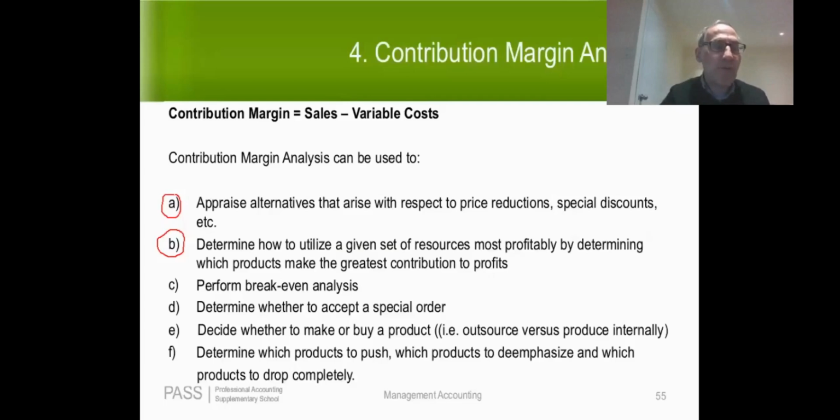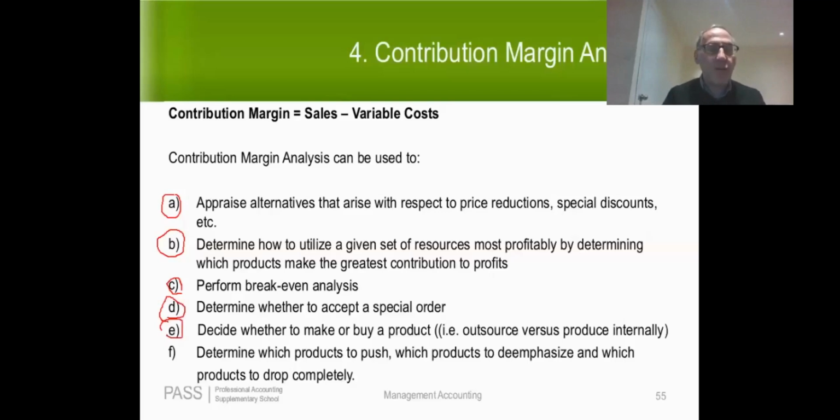Another very common application you're all familiar with is break-even analysis. Another would be determining whether to accept a special order. You have a big order coming in and somebody wants to pay a lot less than you would normally charge, say because it's a large order. Contribution margin may be helpful in making that decision as to whether to give a special price to that special order. Another popular use of this technique is to decide whether to make or buy a product. Another term that's often used in exams is outsource versus produce internally. Outsource versus produce internally is the same thing as buying versus making. Outsourcing is the same thing as buying. Producing internally is the same thing as making.